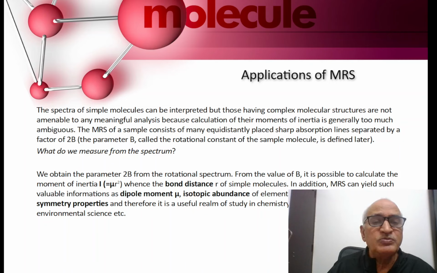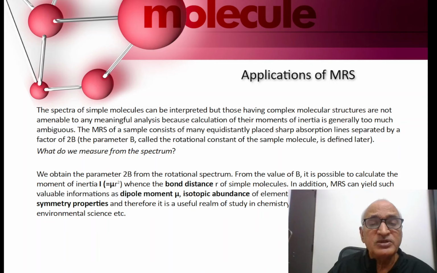We obtain 2B from the spectrum. From B, we obtain I, and I is equal to mu r square. R is bond distance. Thus, R can be calculated. Secondly, a very important parameter, dipole moment, can also be calculated. And thirdly, by using isotopically labeled molecules, we can determine bond distances of molecules having more than 2 atoms.